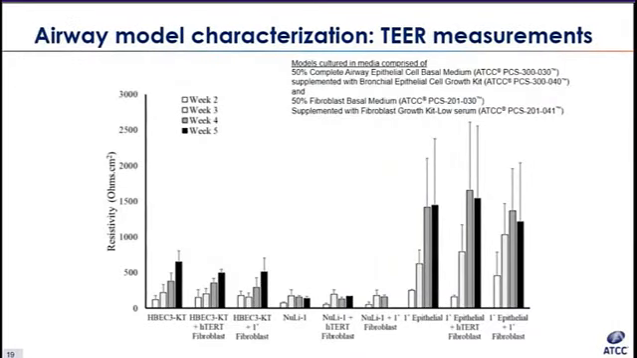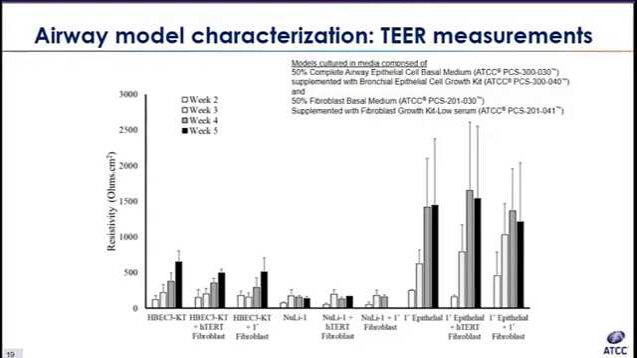Here are the results from our weekly TEER measurements taken from our airway models. I know this is a busy slide, so let's break it down. I first wanted to mention that we culture these models using a medium mixture comprised of 80% airway epithelial cell basal medium and 20% fibroblast basal medium, with each medium supplemented with their respective growth kits.